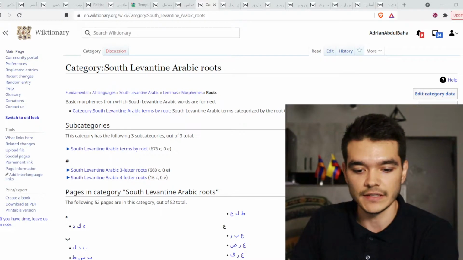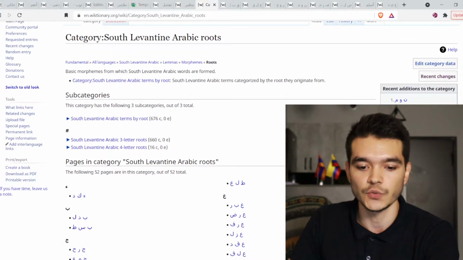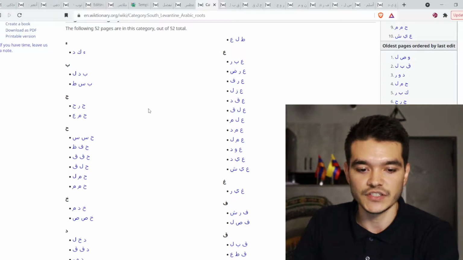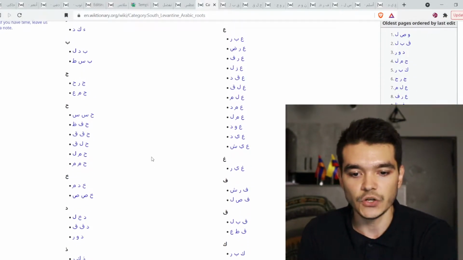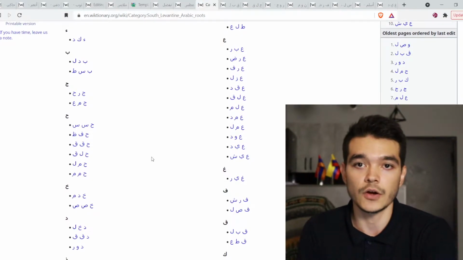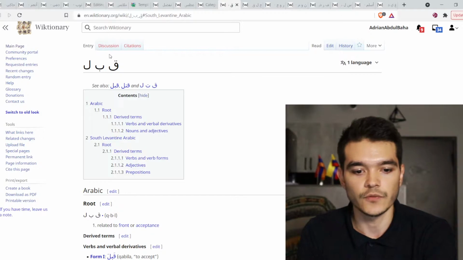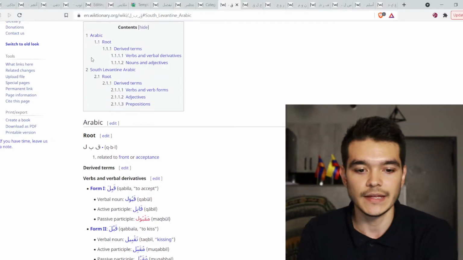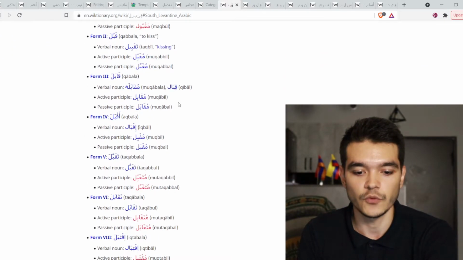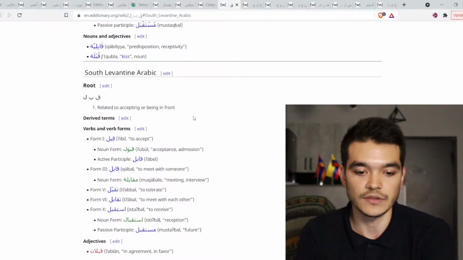So here I have a listing. We have 52 right now. This is just a list of the root pages themselves. And for the most part, it's not that complicated to figure out what the root of a word is. Like if you go to the page for, for example, qabala, by the way, this is Arabic, this is just Fusha, but then we've actually added an entry for Palestinian Arabic or South Levantine Arabic.